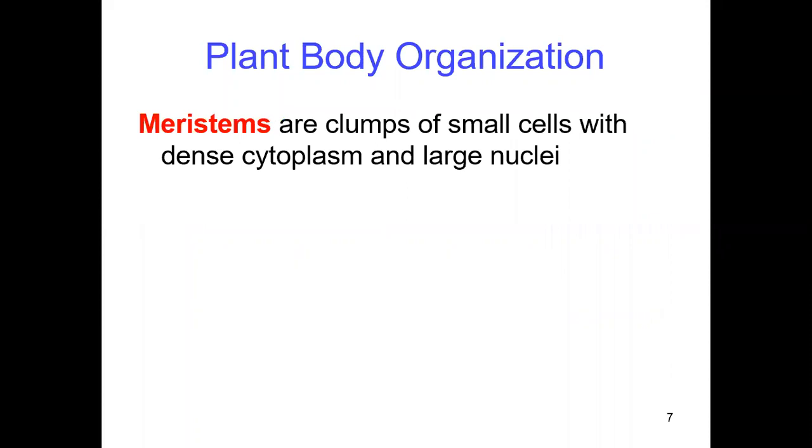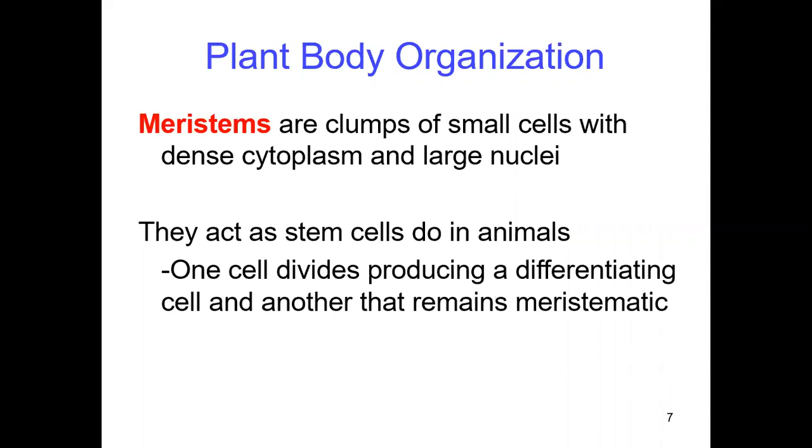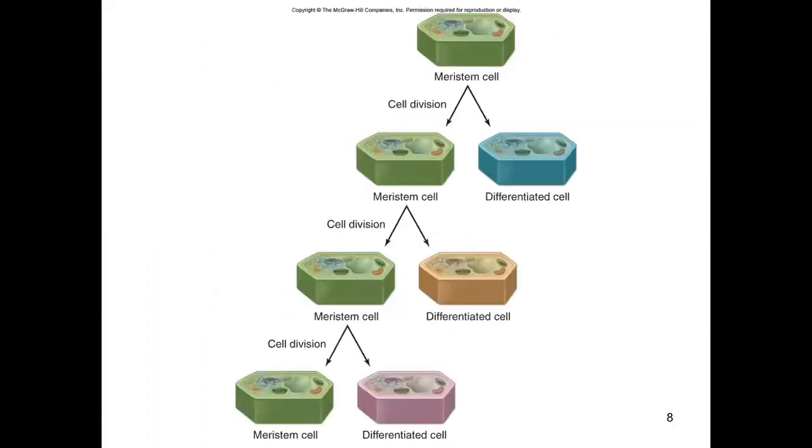Next, if you see this meristem, these are the cells or clumps of small cells having dense cytoplasm with large nuclei. This acts as stem cells in animal cells. So when one cell divides, it produces a differentiating mass of cells and another remains meristematic. So this is the way.